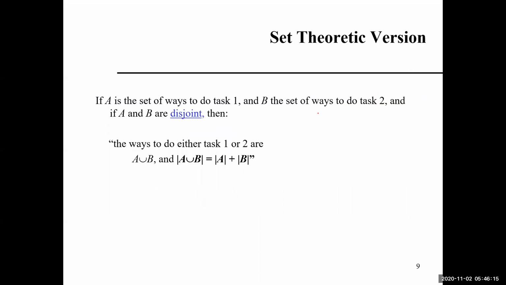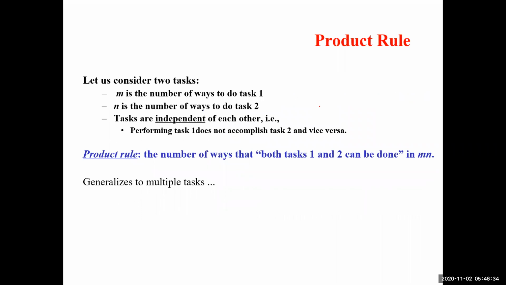So if A is the set of ways to do task 1 and B is a set of ways to do task 2, and A and B are disjoint, then we can either do task 1 or task 2 as the sum of the cardinality of set A plus the cardinality of set B. So the first counting rule that we had seen is the sum rule. Now we will understand the second rule, called the product rule.